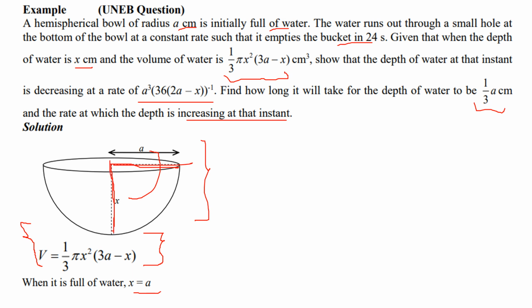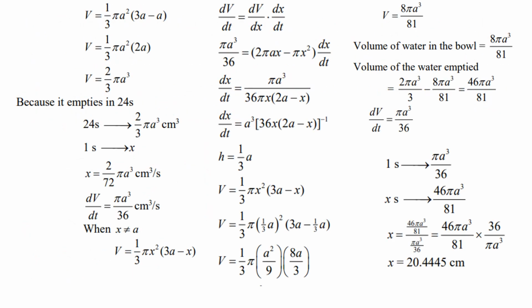Just like we are looking at maximum and minimum. And then proceeding, we say that therefore volume is going to be equal to a third pi a. Since x is equal to a, we substitute all the values of x with a, and you end up with this expression that volume is equal to 2/3 pi a cubed. But then they told us that it empties all in 24 seconds, and we use these 24 seconds so that you can get volume per second. To get volume in centimeters cubed per second, you get this volume, and then we divide it by the seconds that were given.